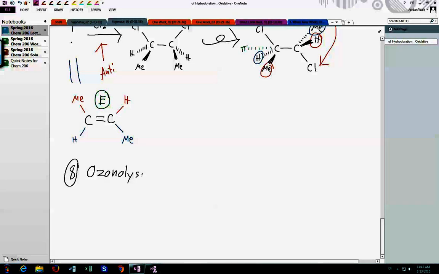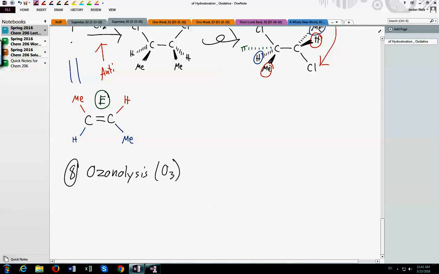This is a pretty cool one. This one is unique. All right, so this is ozonolysis, and literally, it is what it sounds like. It's the reaction of an alkene with ozone.